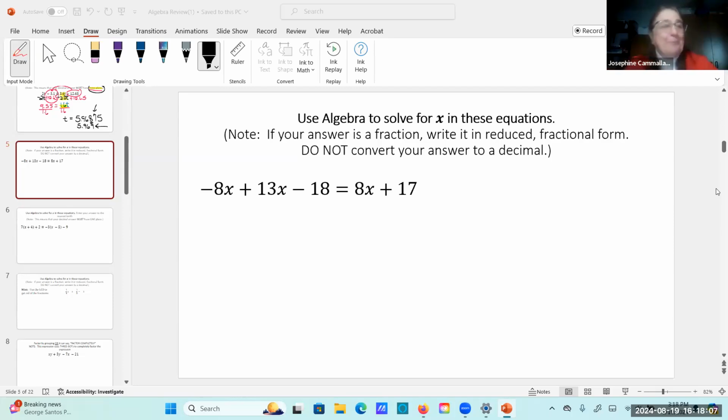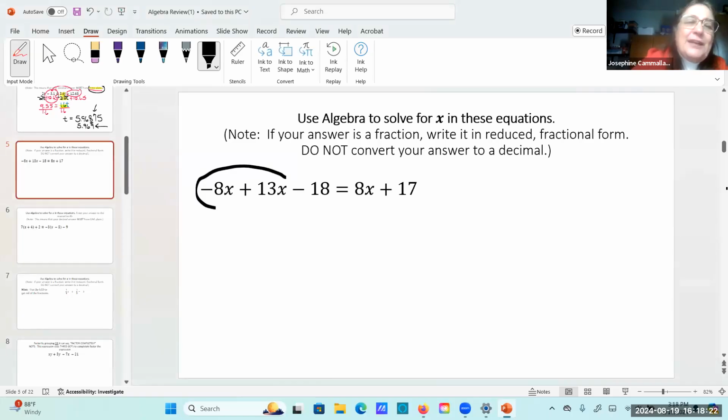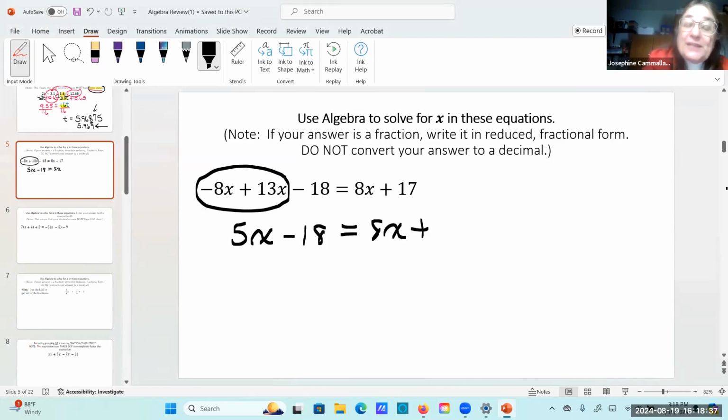Yay! Okay. So for those of you, yes, negative 35/3 is correct. And I also got somebody say, well, how did they get it? Well, very easy. First off, combine these two terms. They're on the same side, which gives me positive 5x minus 18 is equal to 8x plus 17.